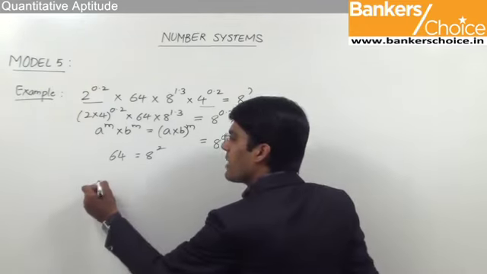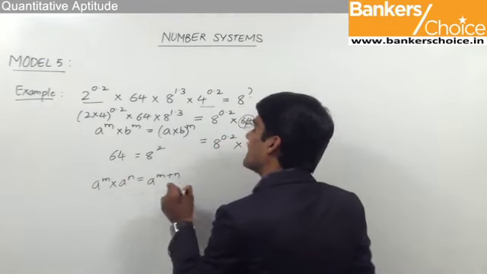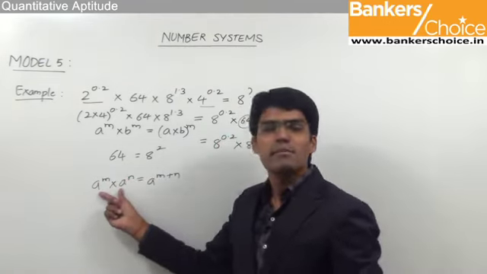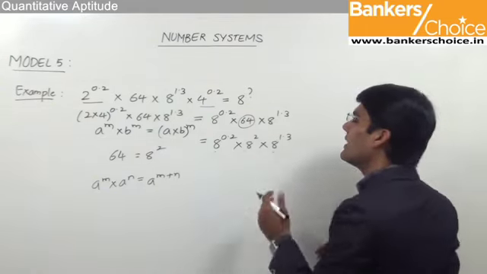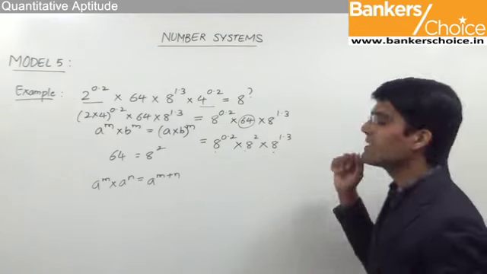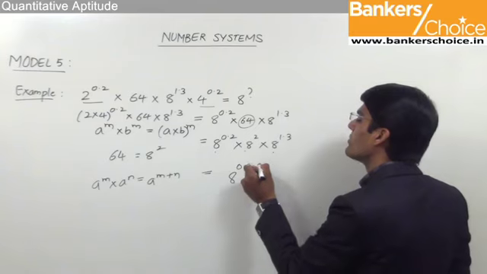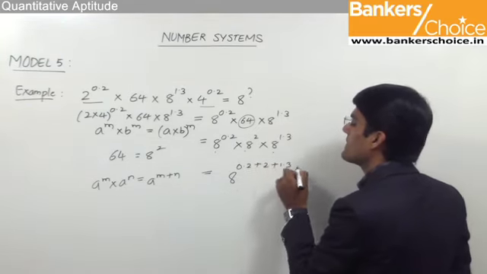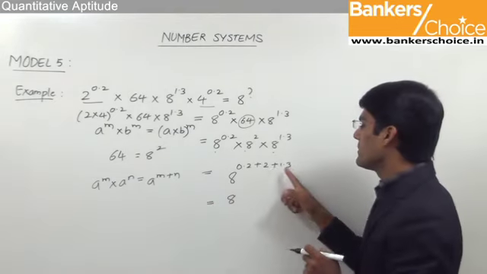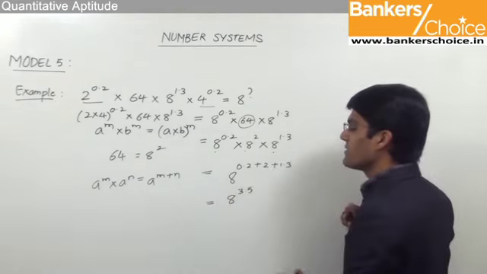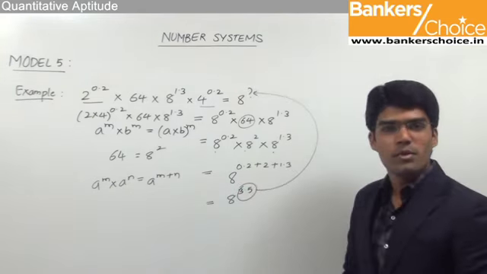Now we know that a power m into a power n will be equal to a power m plus n. That is, whenever the bases are equal and in multiplication form, the powers can be added. So here we find that all the bases are equal and they are in multiplication form. So the powers here can be added. So the answer will be 8 power 0.2 plus 2 plus 1.3, which is equal to 8 power 0.2 plus 2 is 2.2 plus 1.3 is 3.5. So we can say that the value that comes in place of the question mark will be equal to 3.5.